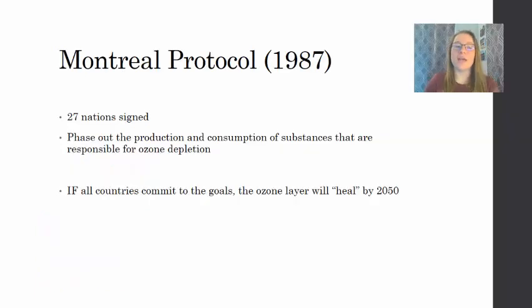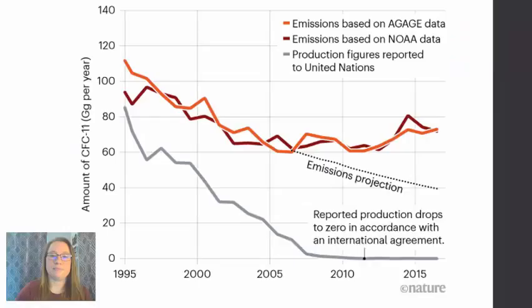So what happened was a group of nations from around the world got together in 1987 and created what's called the Montreal Protocol. And you do need to know this for the AP exam. So 27 nations got together and signed this agreement to phase out the production and consumption of substances that are responsible for ozone depletion, particularly those chlorofluorocarbons. Now, if all countries committed to these goals, that ozone layer would heal by the year 2050. So let's look to see how they did.